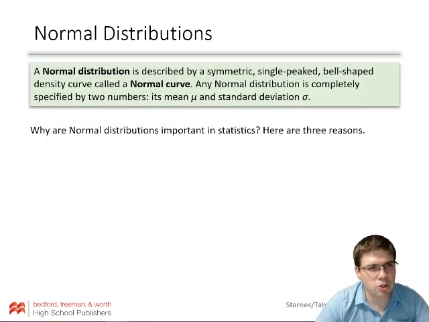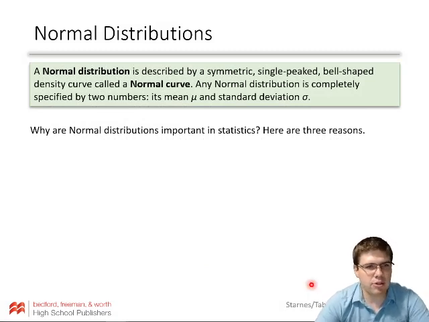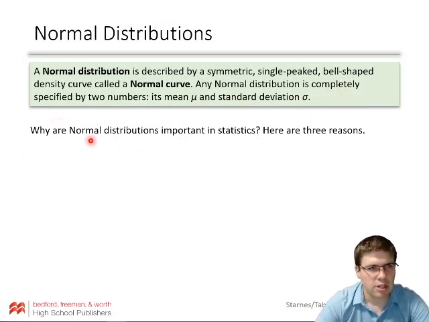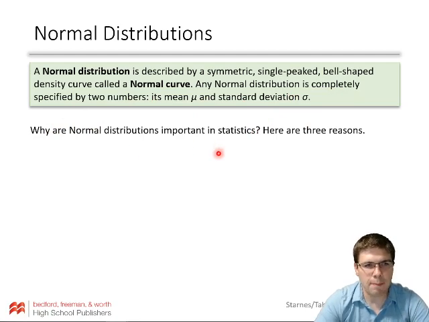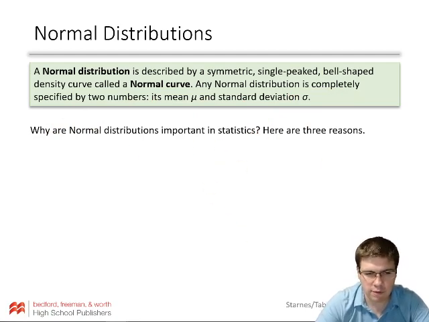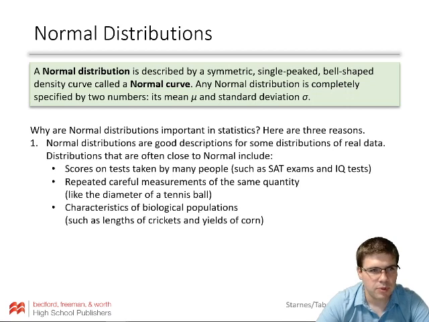So the normal distribution is described by a symmetric, single-peaked, bell-shaped density curve called a normal curve. Any normal distribution is completely specified by two numbers, its mean and standard deviation. So why are normal distributions important in statistics? There are a few key reasons.